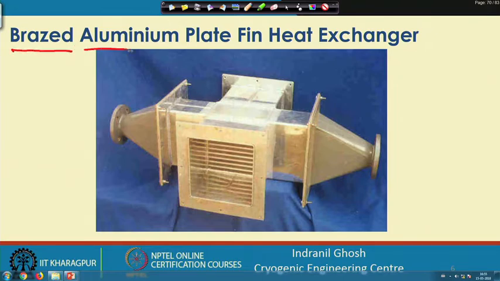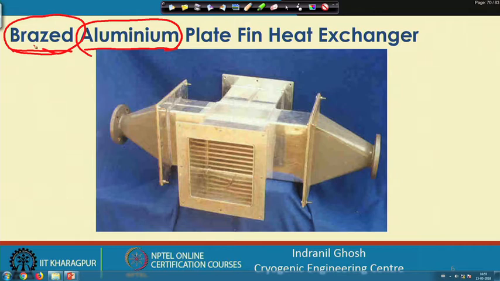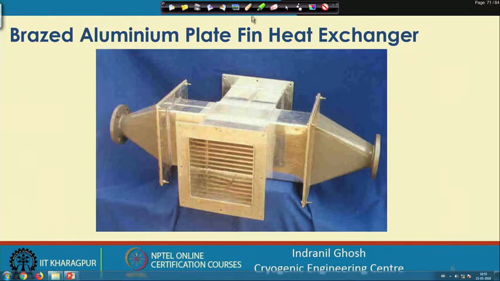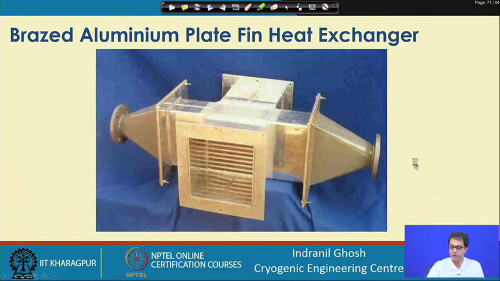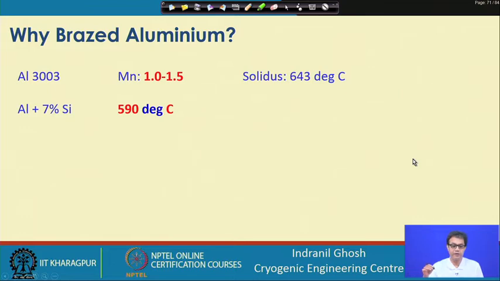There are two terms, brazed and aluminium, in a plate fin type heat exchanger. This is a plate fin type heat exchanger which is made of aluminium, and that aluminium is brazed together. So it is a special type of plate fin heat exchanger, a brazed aluminium plate fin heat exchanger. We will talk about this in detail. First of all, let us have a look into why we go for aluminium, and why we go for brazing of it.